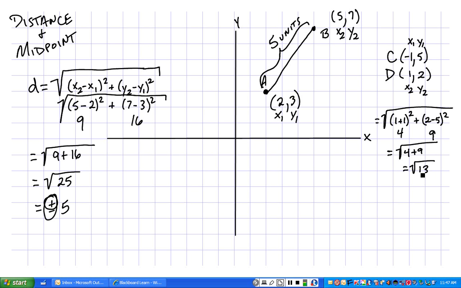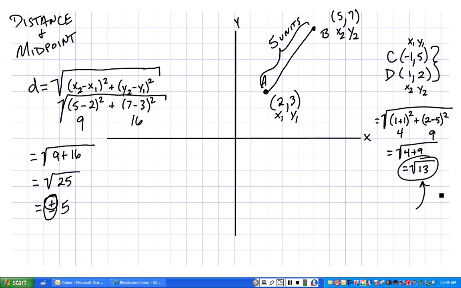It is prime. 13's only integer factors are 1 and 13. So again, 13 is prime, and we only use the positive version. So our distance between these 2 points would be the square root of 13 units. Okay, so that's distance. Now we could take these same points.